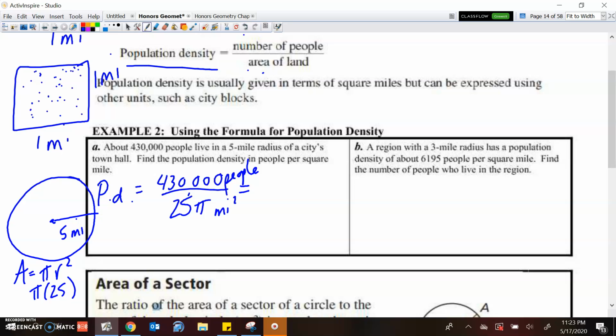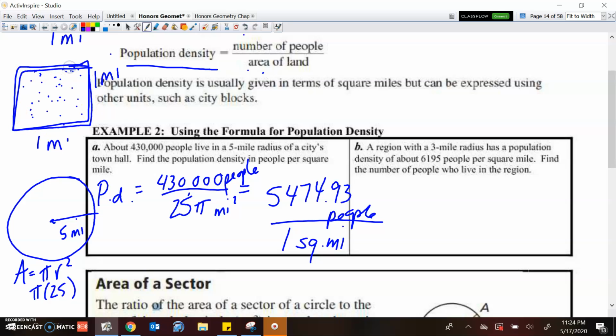All right, so when I divide that out, I get 5,474.93 people per 1 square mile, or miles squared. So in every 1 square mile on average, if you have this location, there are about 5,474 people. It might not be exact, but it gives you a breakdown as to how compact the area is.